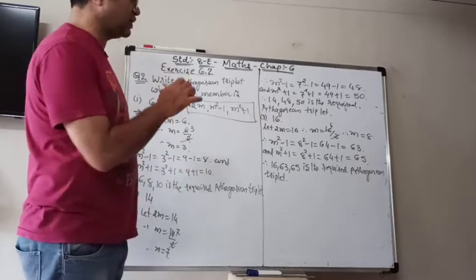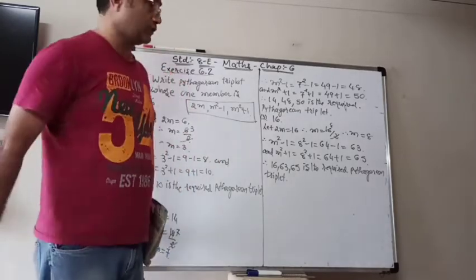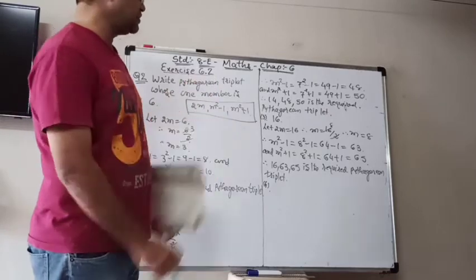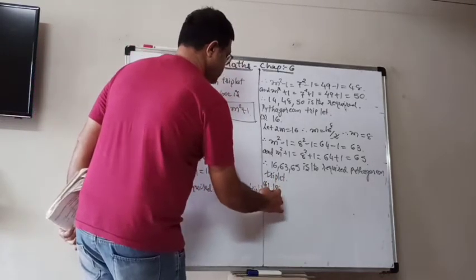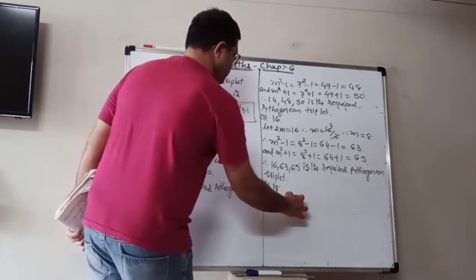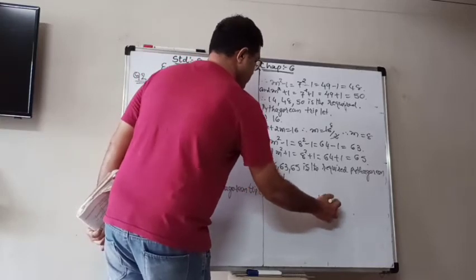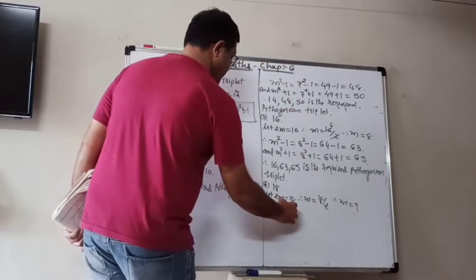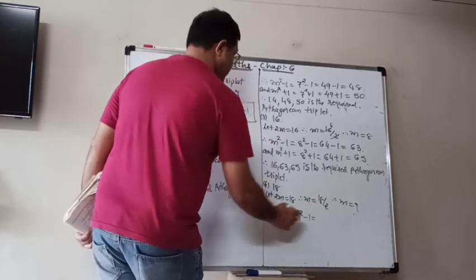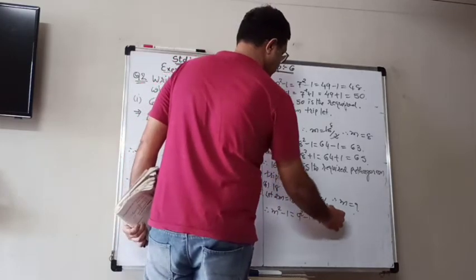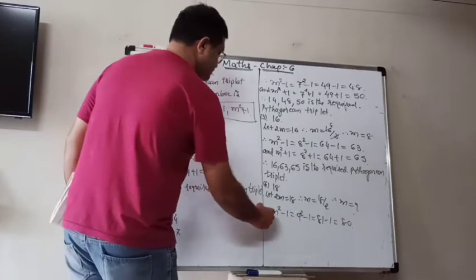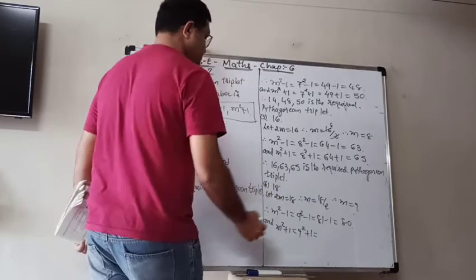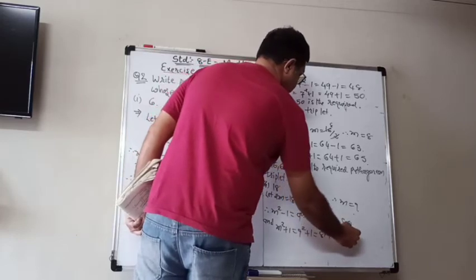And these Pythagorean triplets are very, very useful also. Later on I'm going to talk about it. Fourth is 18. So let 2m is equal to 18. Therefore we get m is equal to 18 divided by 2. So m is equal to 9. So now m square minus 1, 9 square minus 1. 9 square is 81. Minus 1 will be 80, and then m square plus 1 is 81 plus 1, and that is 82.